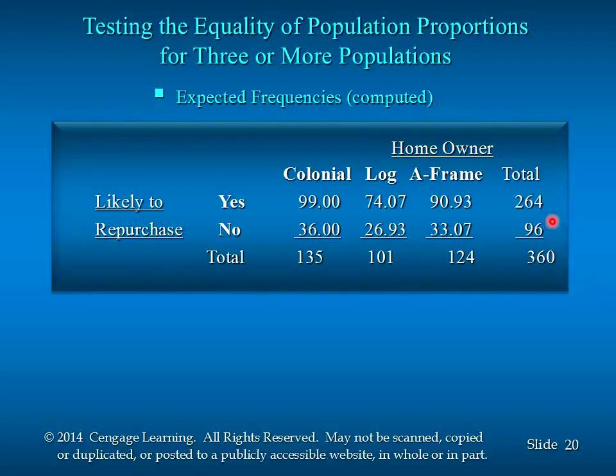So if you took, let me see, 135, and this all adds up to 135, you would have expected, based upon the observed frequency, about 75% would be colonial and 25% would be something else. They would all be 135, so that'd be all the colonials, and then likely to repurchase would be about 75 versus 25%. That's what you would expect to see.